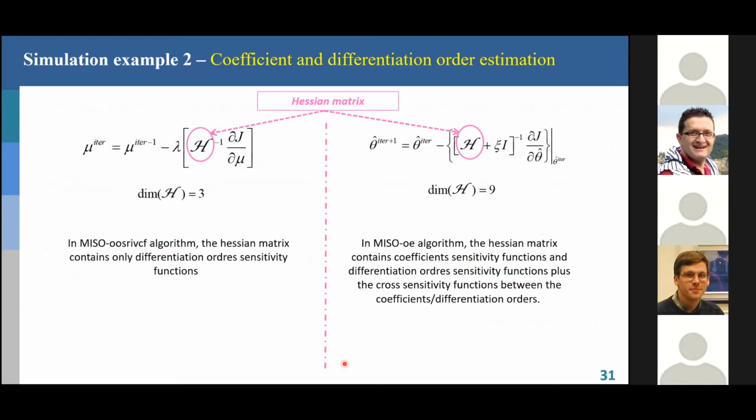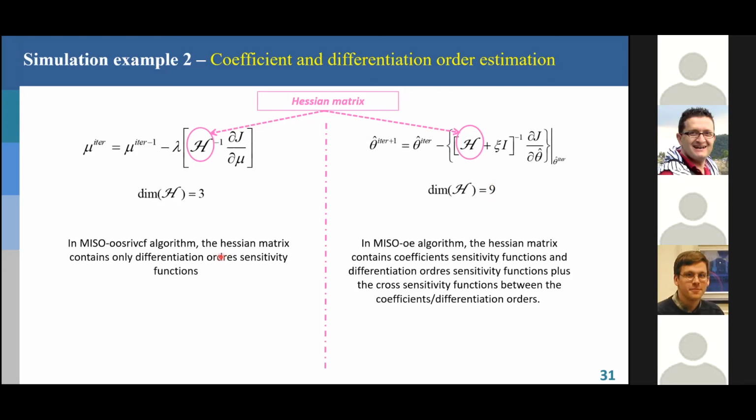So here I'm going to explain a little bit about the different iteration to converge. We can see here that both methods use the classic Gauss-Newton algorithm. Here in the OSRVCF method, we're going to use it to estimate just the orders, so the dimension of H equal to 3. And in the case we are going to use it for the OO methods, we're going to use it to estimate all the parameters. This means that the dimension of H equal to 9.